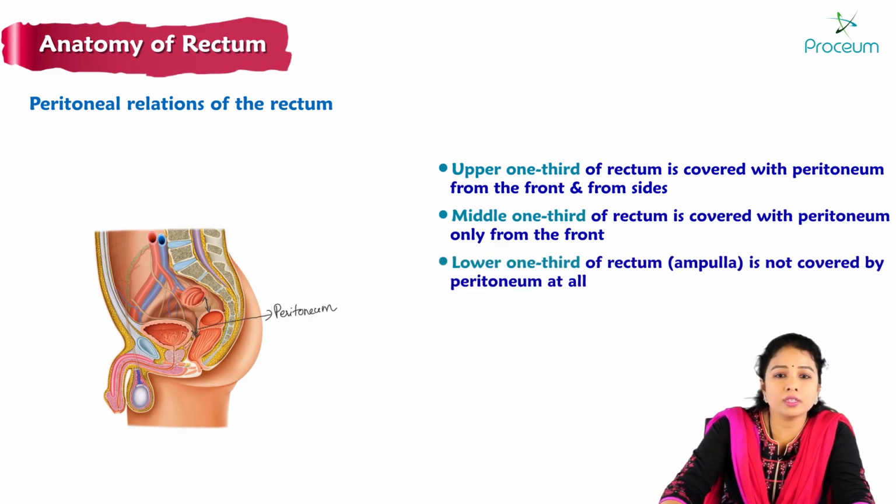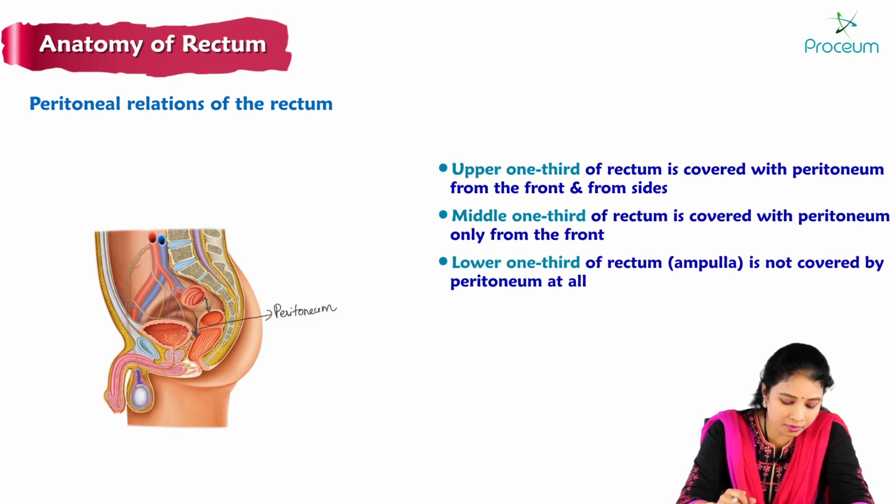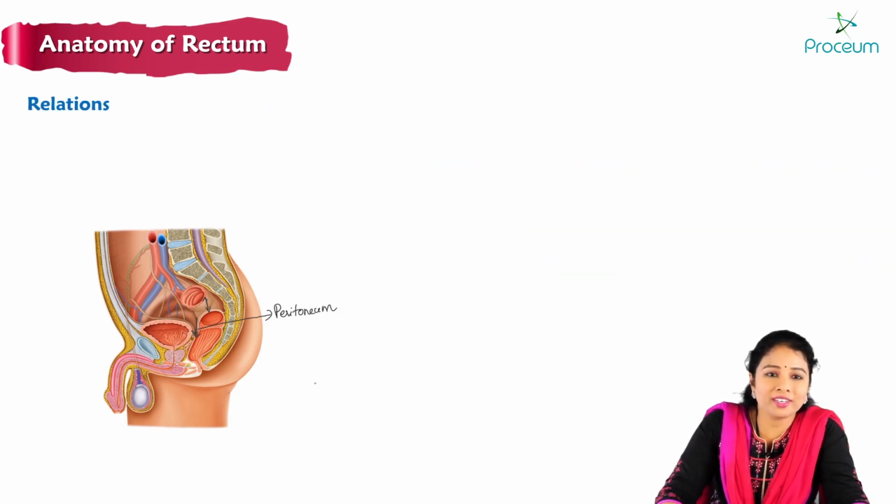And the lower one-third of the rectum, the ampulla, is not covered by the peritoneum at all. So the lower one-third is completely devoid of peritoneum. So let's see the relations of rectum.